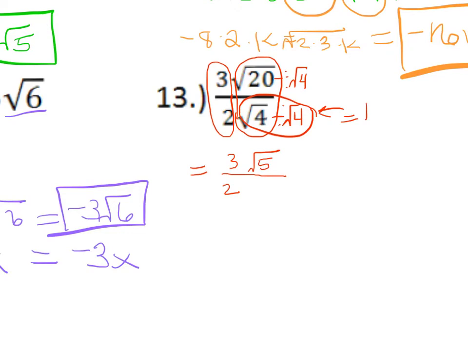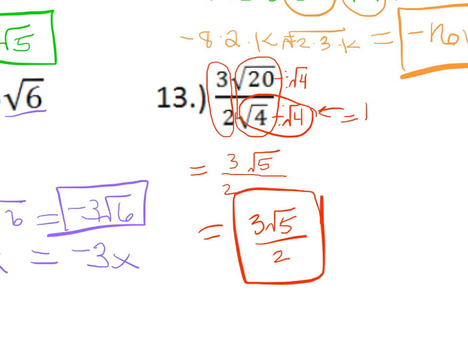On the top we have 3 root 5, so writing it a little nicer. Still can't simplify the 3 and the 2. We don't have any square roots in the bottom, so that's what we've got.